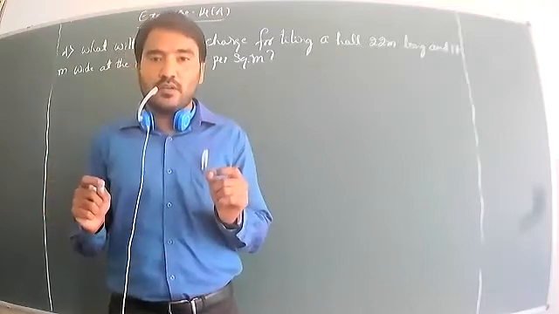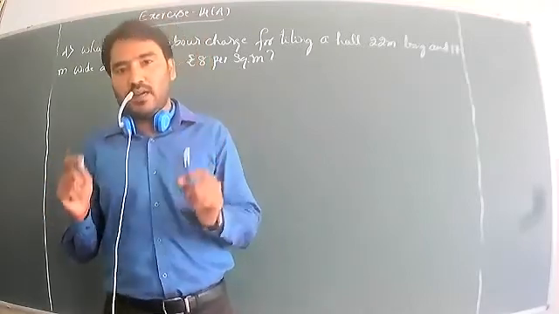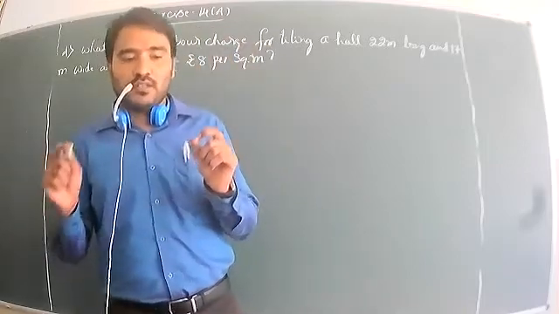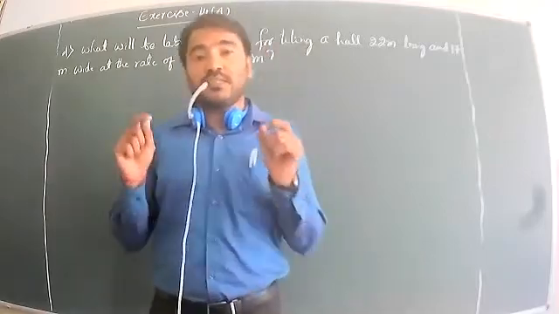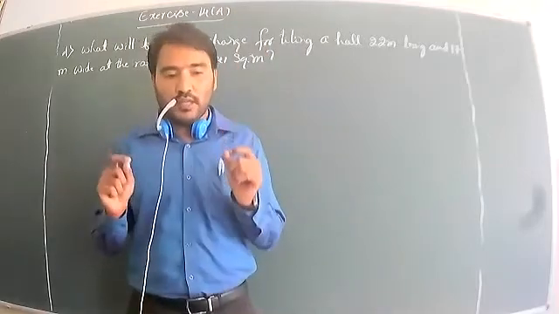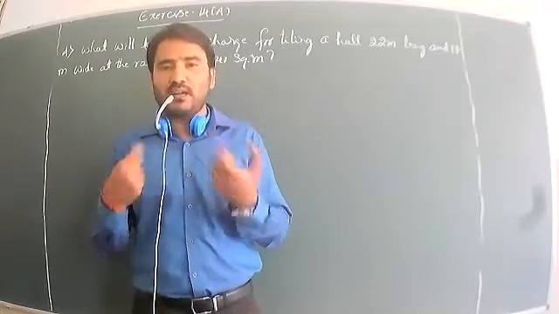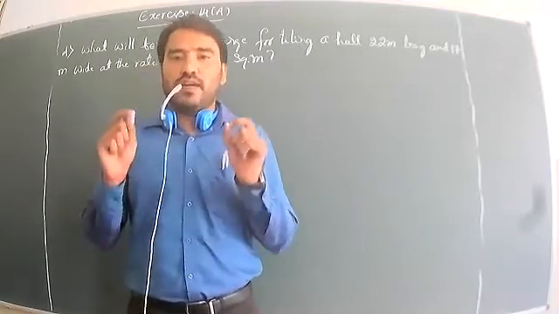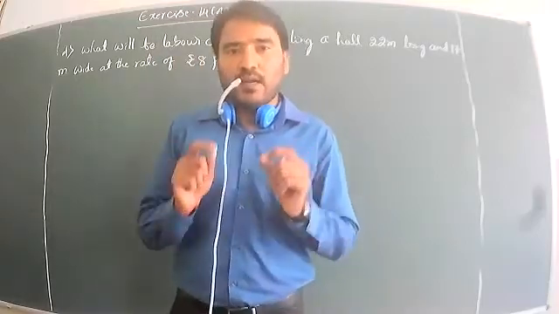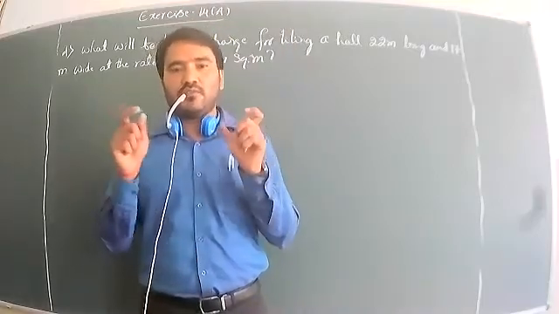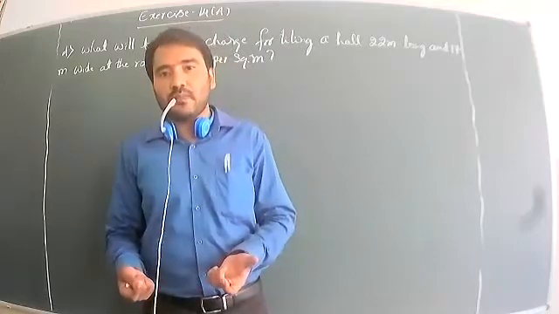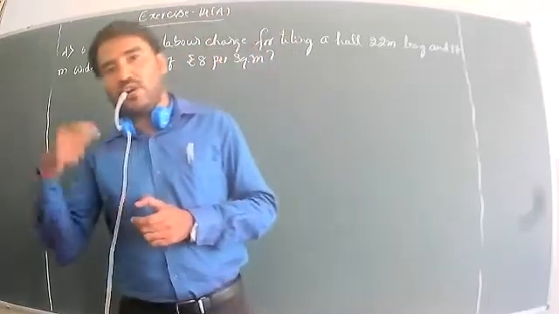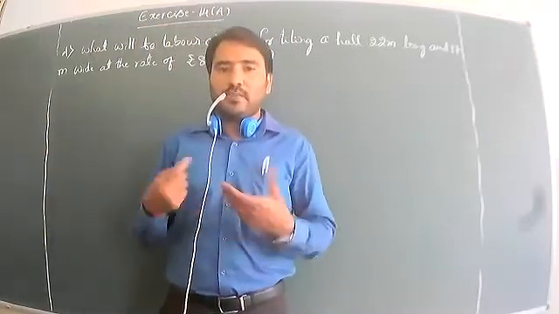So what is the formula for the cost of painting or cost of tiling? Area into cost per square unit, whether the unit is meter or centimeter, whatever is given. First we find out the area, for whichever shape is given. Then, as the cost is given, we multiply the area by the cost.